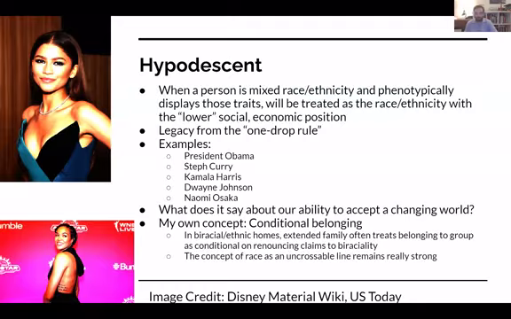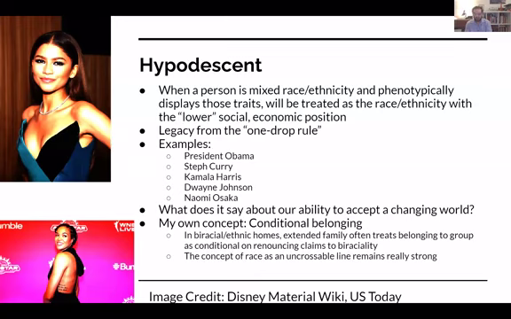Examples of folks who are emblematic of this hypodescent philosophy include former President Barack Obama, who's half black, half white, and most people don't even know that he's half white. Hypodescent means that he's mostly treated as just a black president. Steph Curry, similarly, is half black, half white. Most folks treat him as a black athlete as opposed to lionizing him as a white athlete in the way that, say, Larry Bird was in the 80s.